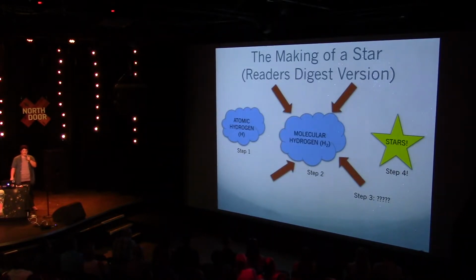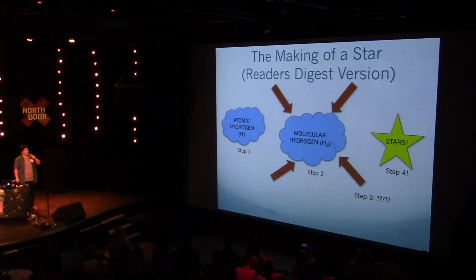So this is how you make a star. This is all I know about how to make a star, so please do not direct your questions towards this slide. But you start with a cloud of atomic hydrogen. At some point, these hydrogen atoms come closer together, and you have molecular hydrogen, H2. And then through some processes, these clouds collapse. Question mark, profit, star. The end. This is all I know.